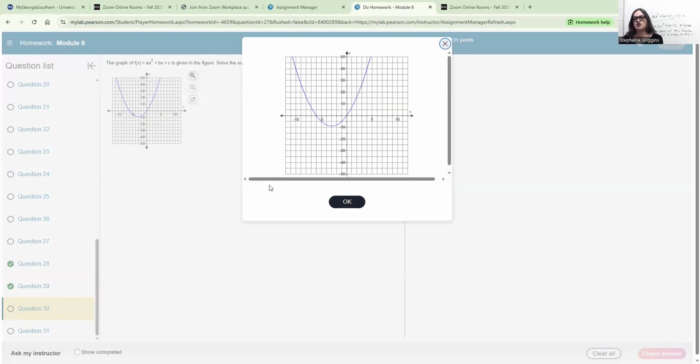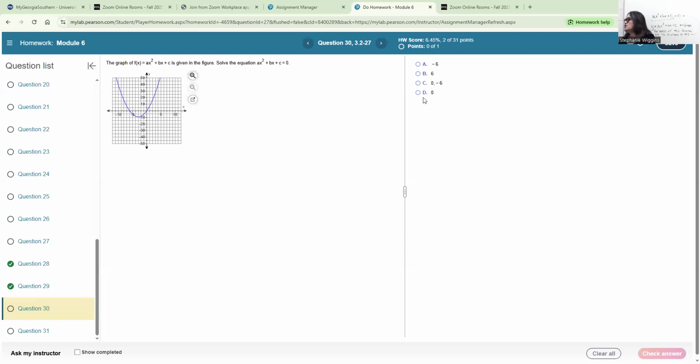This time we have a quadratic function that intersects the x-axis in two places, so there are going to be two solutions to the equation ax squared plus bx plus c equals 0. So here we can see it intersects the x-axis at -6 and also at the origin. So the x values are -6 and 0. Those are the zeros.